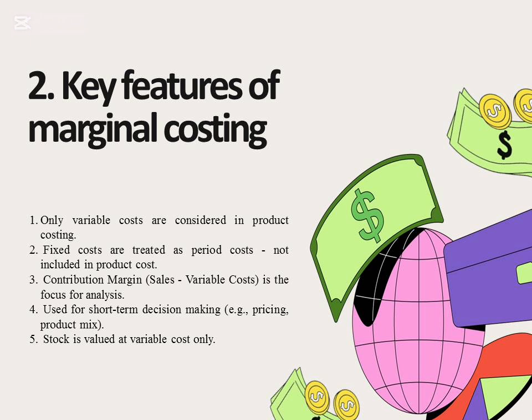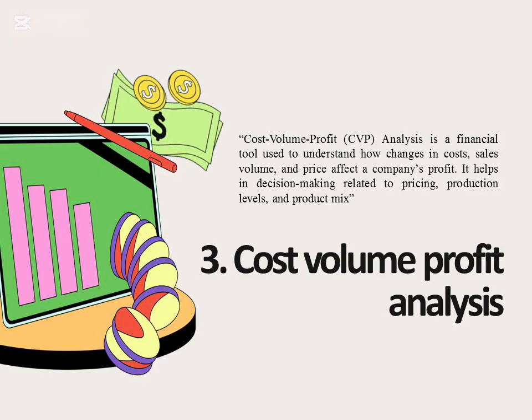The next, marginal costing is mainly used for short term decision making, such as pricing decisions, choosing the best product mix, and accepting special orders. The last one, under this method, closing stock is valued at variable cost only. Thank you. I am Dan Sangavi.